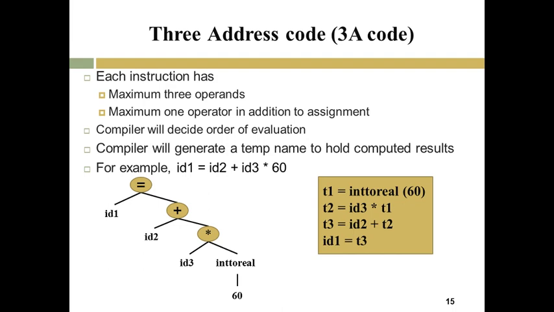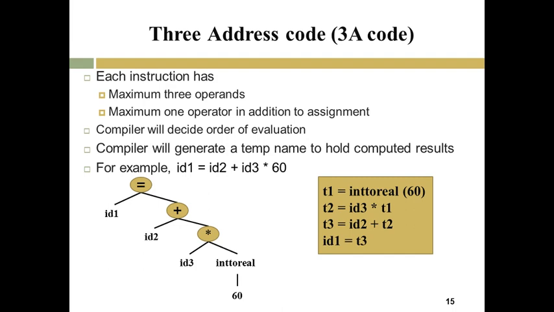The compiler will first convert 60 into float in step 1 and store the result in a temporary variable T1. So T1 equals integer to real 60, then it is multiplied with ID3. Here ID3, that is rate, is the left operand and integer to real 60 is the right operand. So T2, another temporary variable, is generated, which equals ID3 into T1. Again a new temporary variable T3 is used that adds ID2 with the previous result T2, and finally the value of T3 is assigned to ID1, that is position.